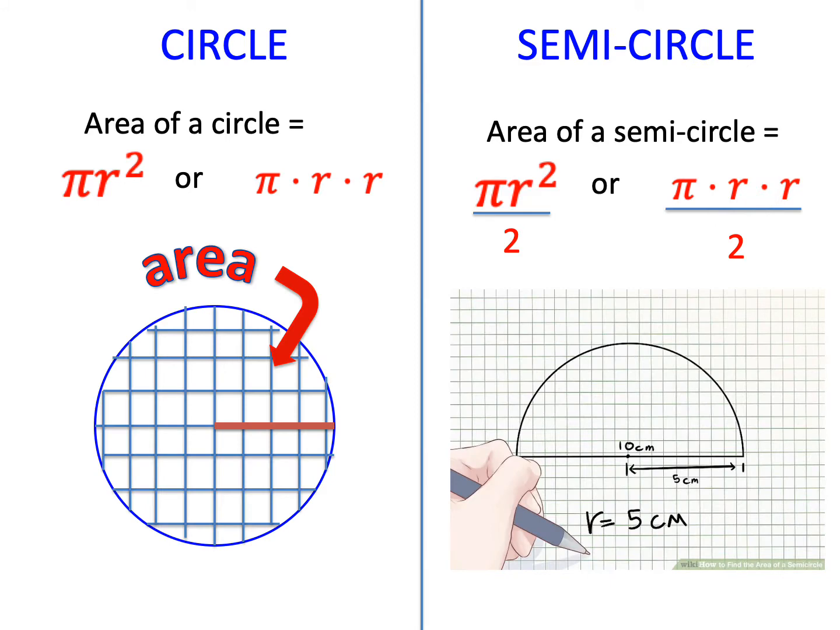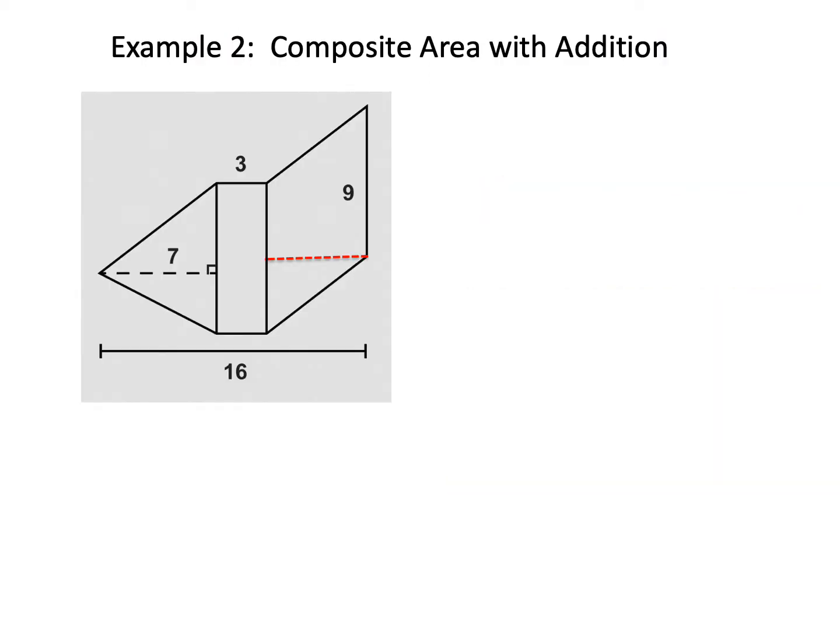The area of a circle, as reviewed from yesterday, is pi r squared, or pi times r times r. A semicircle, pi r squared divided by 2. That is found by just using the area of a circle and cutting it in half for a semicircle. If we're looking at composite areas, we can use addition.